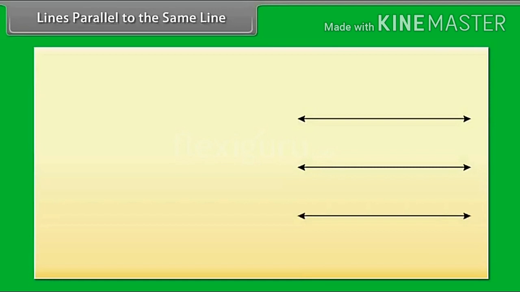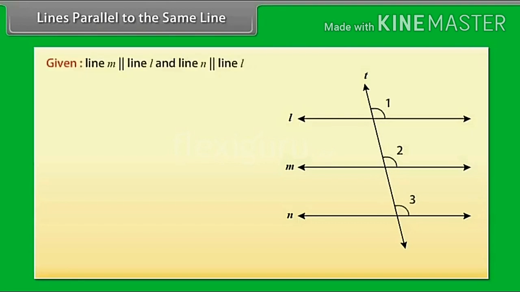Let's discuss something more. If two lines are parallel to a third line, then they are parallel to each other. Let's see the proof of this. Let us prove that lines parallel to the same line are parallel to each other. We have three lines, L, M and N, where M is parallel to L and N is parallel to L. Let us draw one transversal T, where angles 1, 2 and 3 are formed.